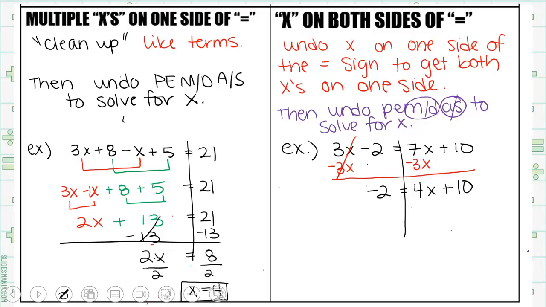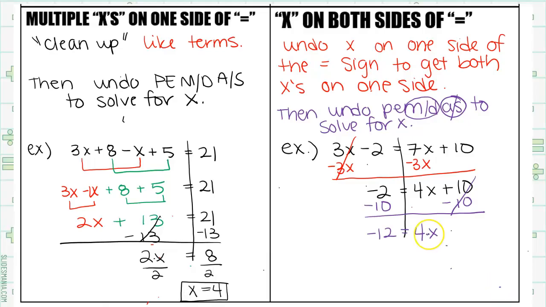So now the x's are on the other side, so I'm going to minus the 10 because my goal is to get the x alone. So x has a lot of stuff with it right now, so that leaves me with negative 12 over here and 4x on the other side. I have multiplication between the 4 and the x, so I'm going to do division. And that's going to finish up this problem.